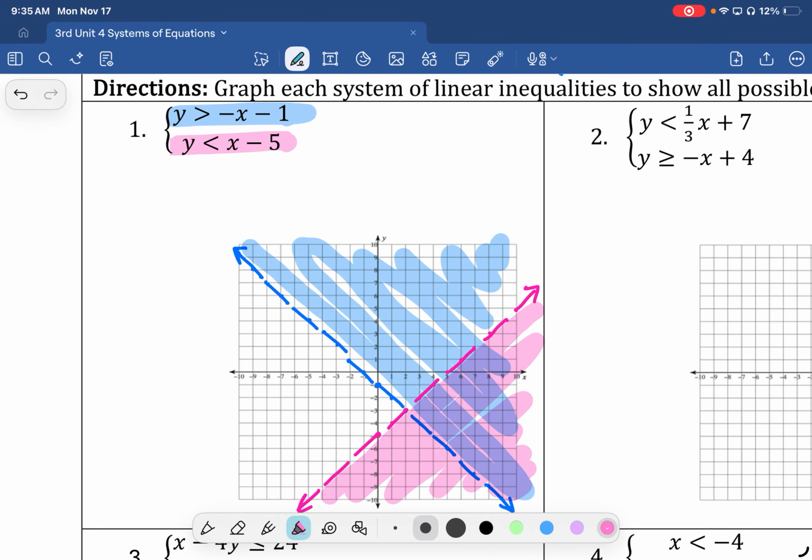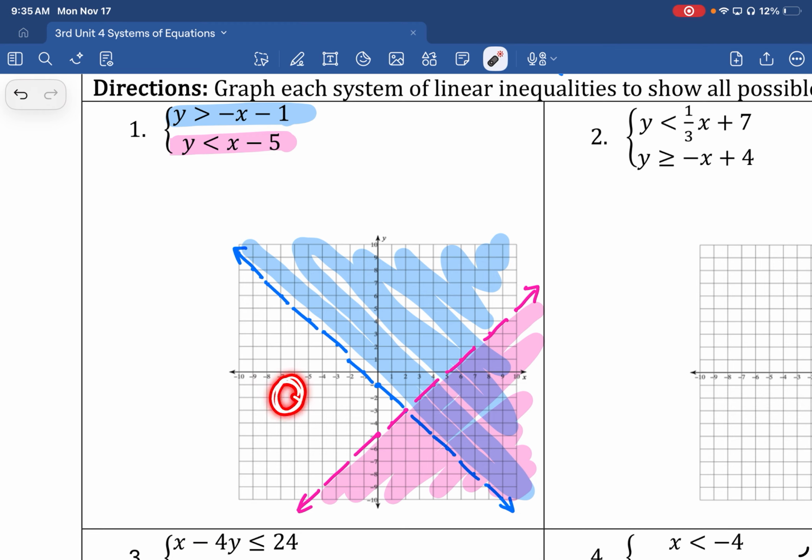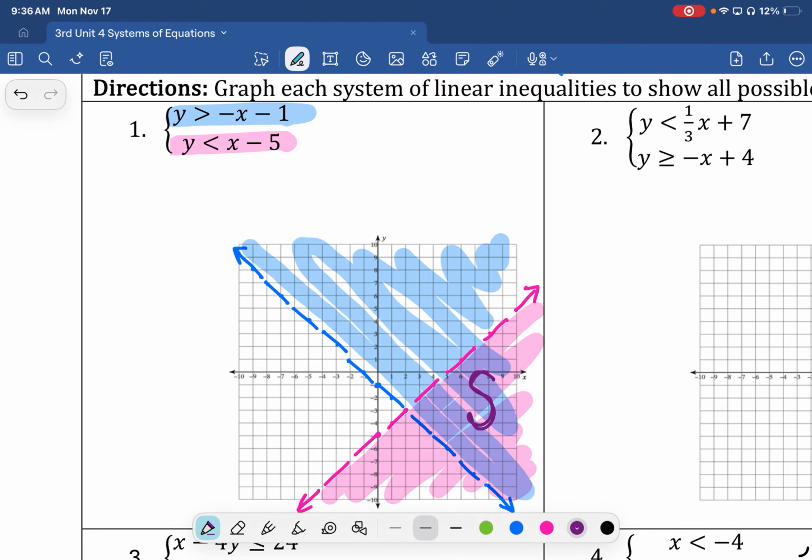Okay, so the region where our 2 colors intersect, that is the solution to that system. So here, would our solution be here? Here? Here? Here. Yes. Okay. This area here is our solution. Okay. Every single point inside that shaded region will satisfy both inequalities.